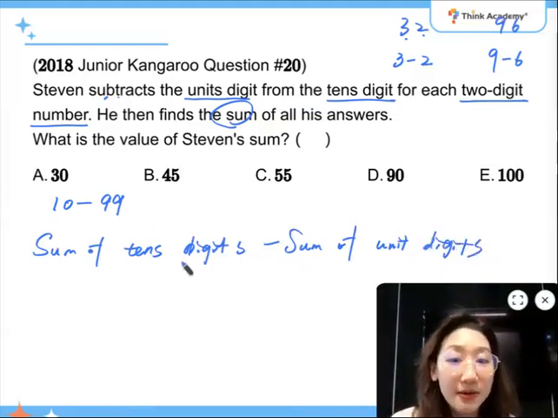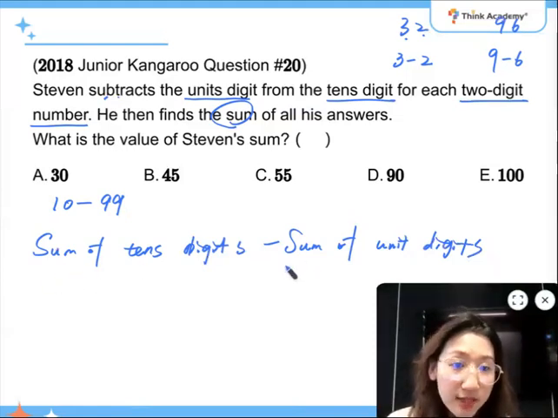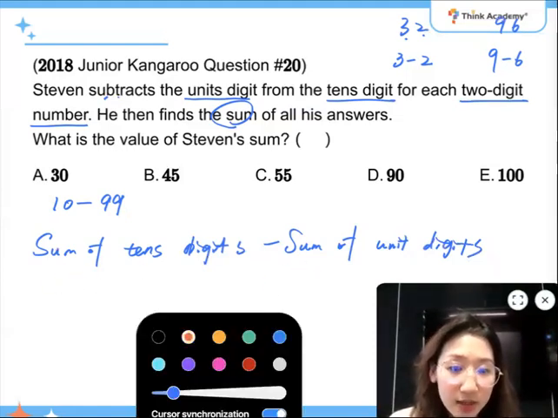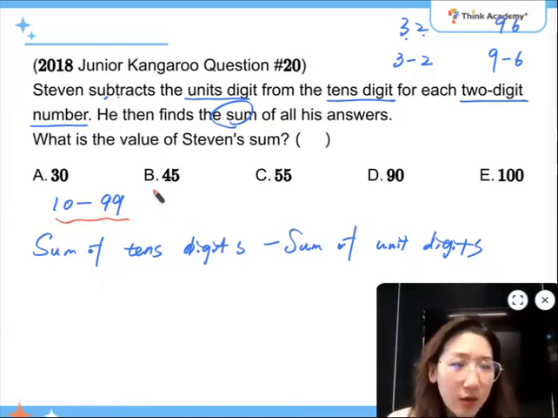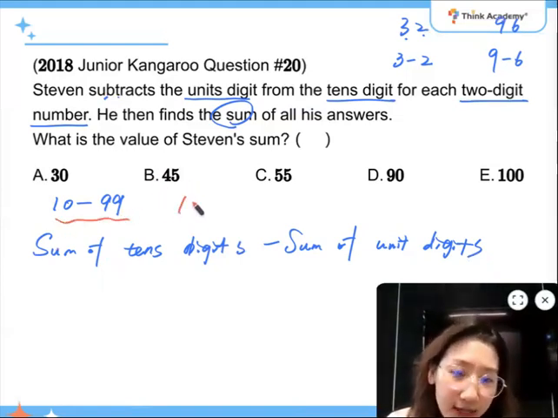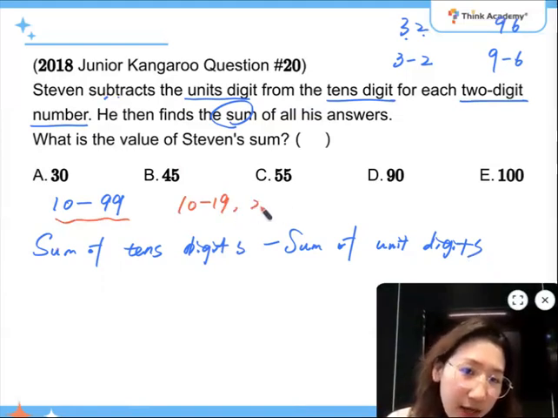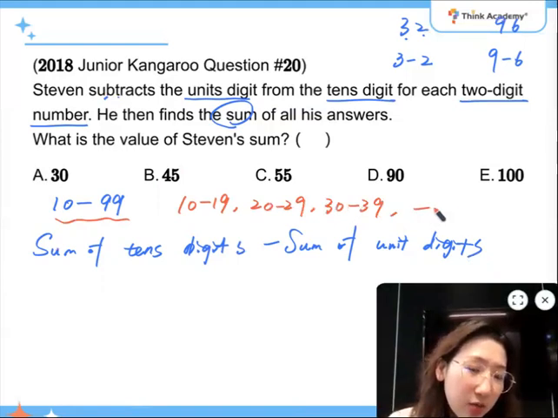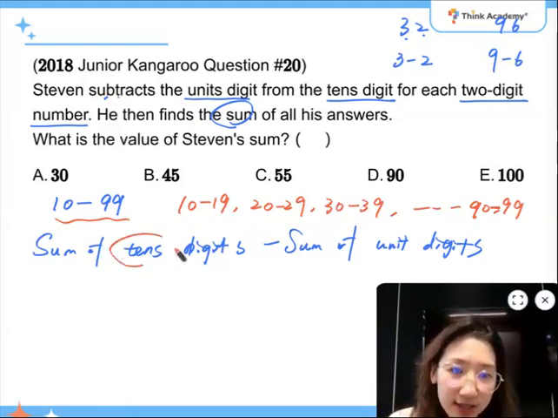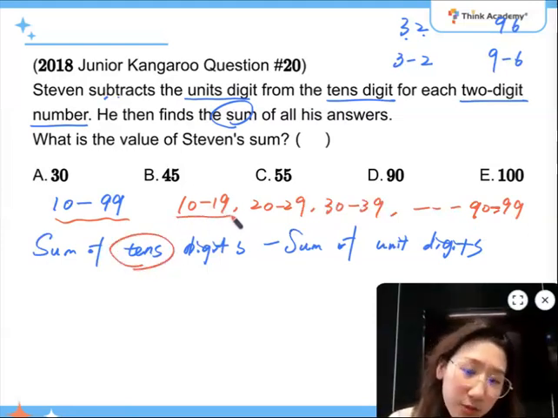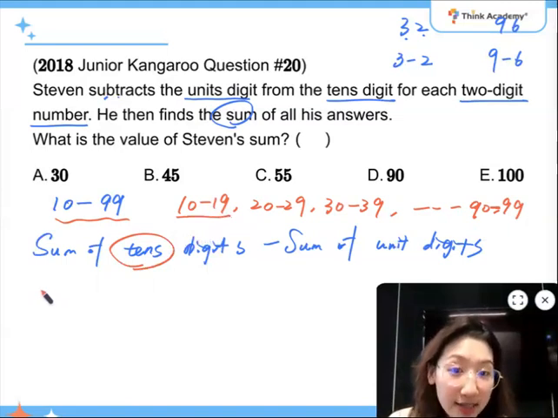Okay, so with this one, for the tens digit, let's look at it closely. If you have 10 to 99, you can group them into, let's say, 10 to 19, and then 20 to 29, 30 to 39, and all the way to 90 to 99. For each group, if we look at the tens digit, for the first group I would have 1 as the tens digit.